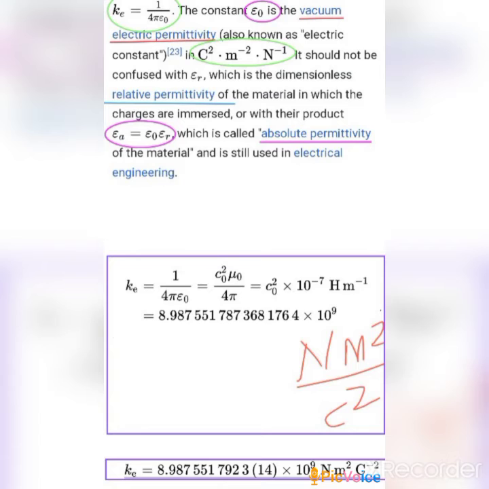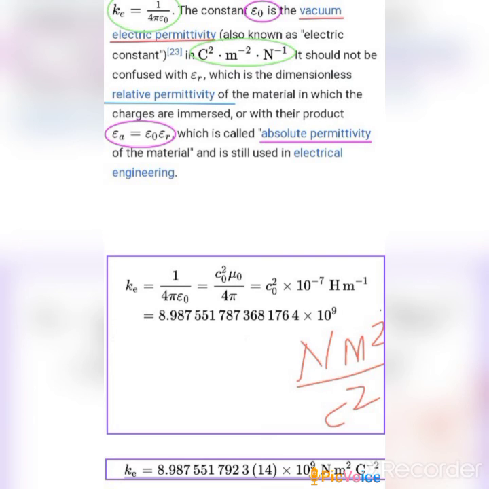We have a formula for the constant: Ke is equal to 1 upon 4 pi epsilon 0. Epsilon 0 is the vacuum electric permittivity, and it is also called the electric constant. Its unit is Coulomb squared per Newton meter squared. This unit is also derived from Coulomb's law. And epsilon r is called the relative permittivity. It is different from epsilon 0. Epsilon 0 is for vacuum and epsilon r is the relative permittivity. When we multiply epsilon 0 and epsilon r, it is equal to epsilon, the absolute permittivity of the material.